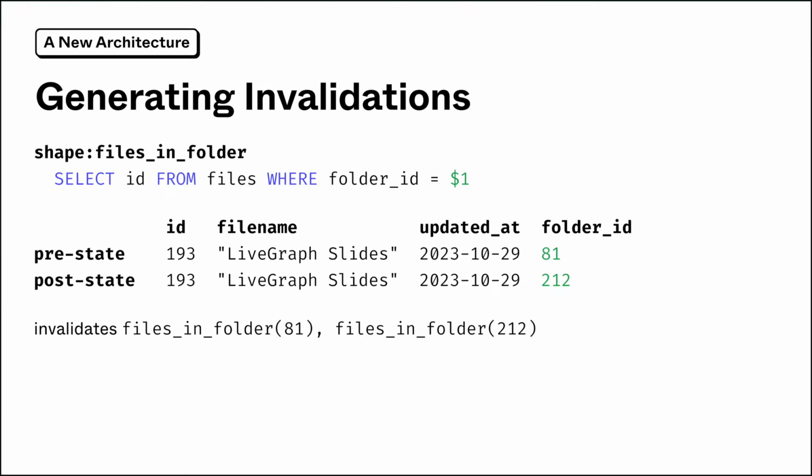So we have a query shape that is responsible for fetching the files in a particular folder. So the argument is the folder ID. We want to return all the files that are in that folder. If we have a mutation like this that changes which folder the file is in, right? This is a move from one folder to another.